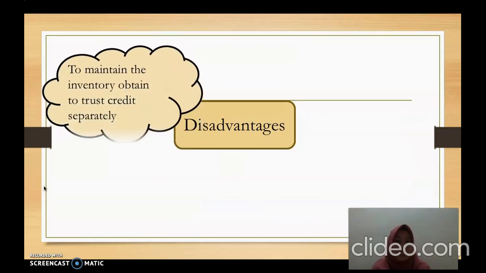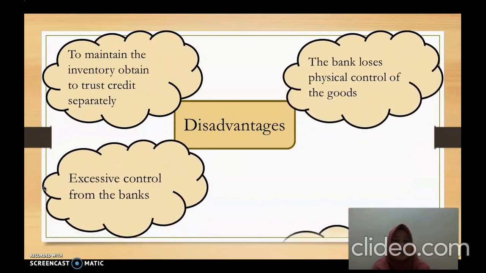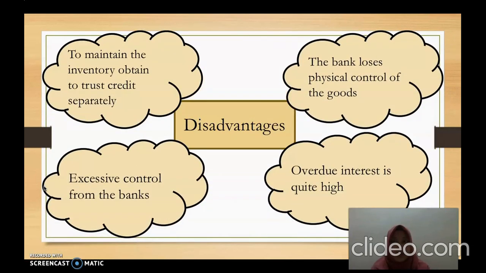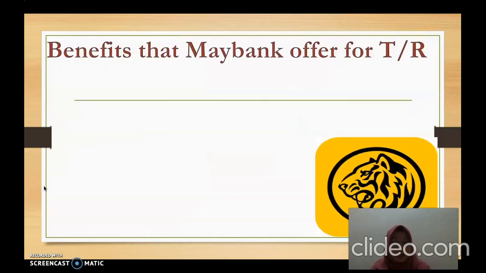Okay, so the next slide is where we're going to see the disadvantages of trust receipt. The first one is to maintain the inventory obtained under trust receipt separately. The next one is that the bank loses physical control of the goods. The third one is excessive control from the bank, which means the bank applies lots of conditions to the customer. The last one is that overdue interest is quite high.